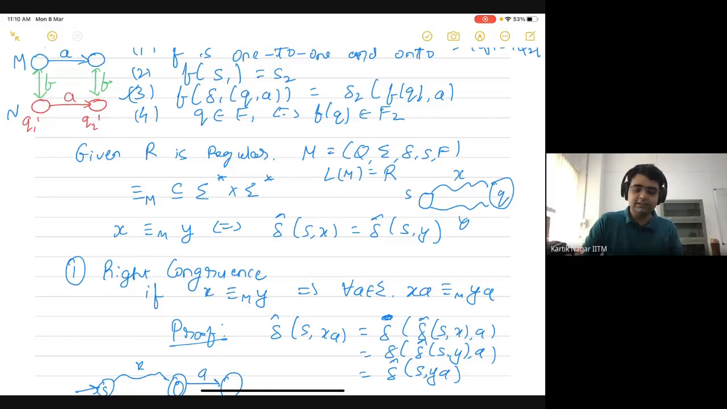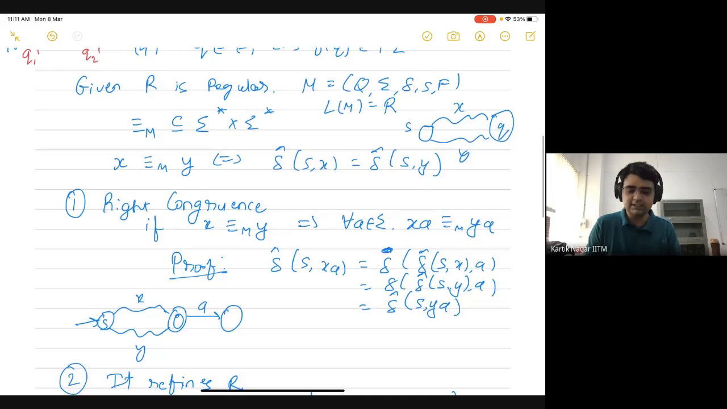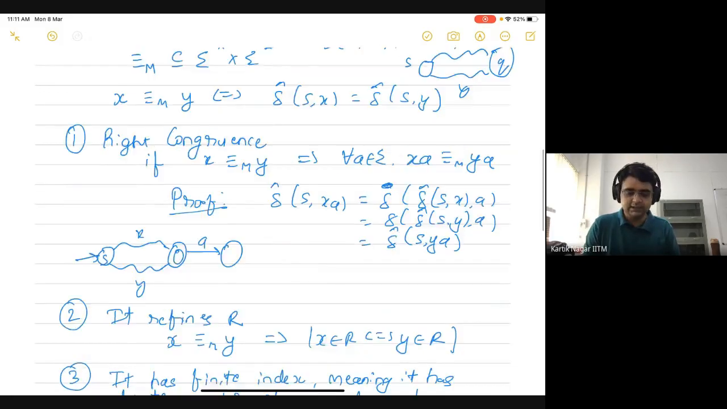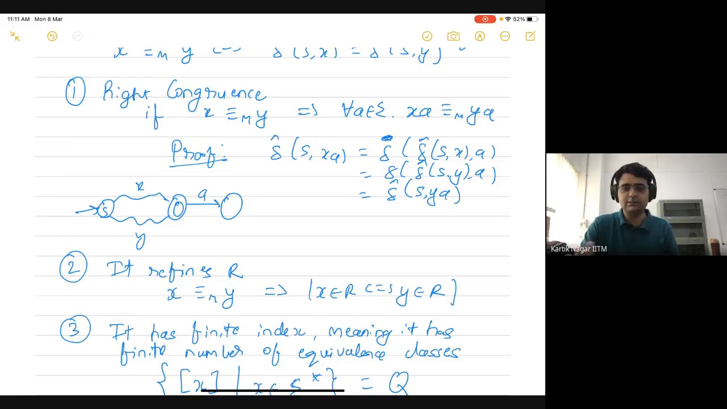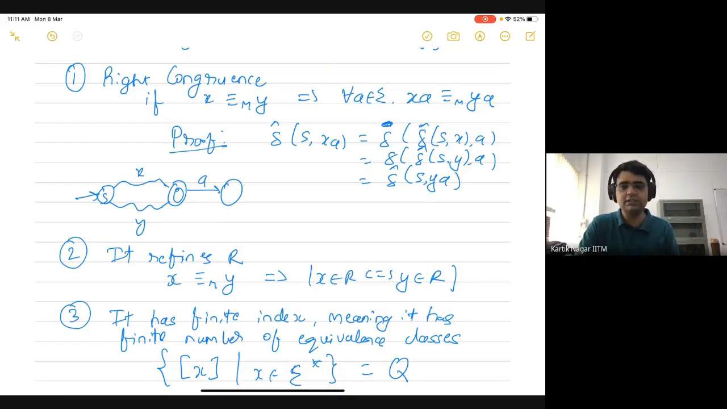So you can see that this relation is reflexive, symmetric, and transitive, and therefore it's actually an equivalence relation. But apart from that, this relation also satisfies three other properties. Let's quickly revise them. The first property is that it's right congruence, which means that if x and y are related to each other by this relation, then for every symbol a, xa and ya are also related. The second property is that it defines R, which means that if x and y are related to each other, then x belongs to R if and only if y belongs to R.